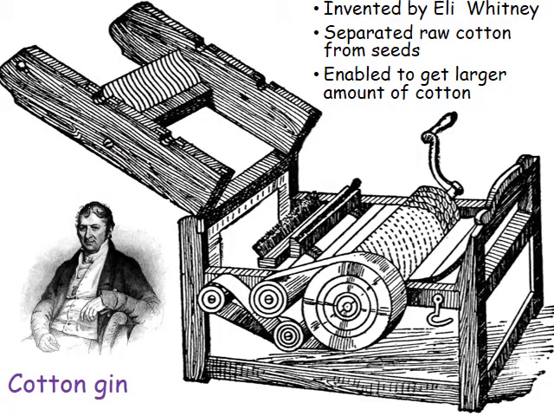The two processes of spinning and weaving were now done at a faster rate due to the inventions of machines. Now let us have a look at a few of them. The first one is the cotton gin. It was invented by Eli Whitney and it separated the raw cotton from its seeds. This enabled the workers to get a larger amount of cotton to process.